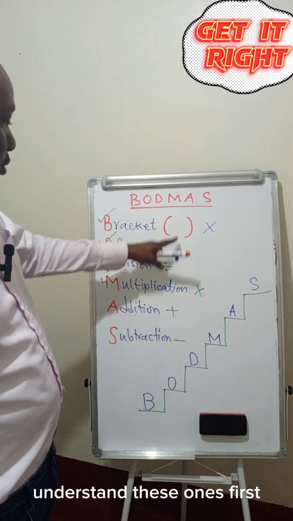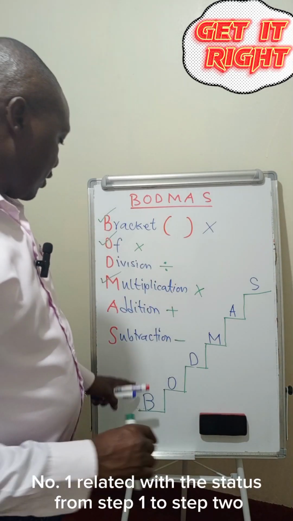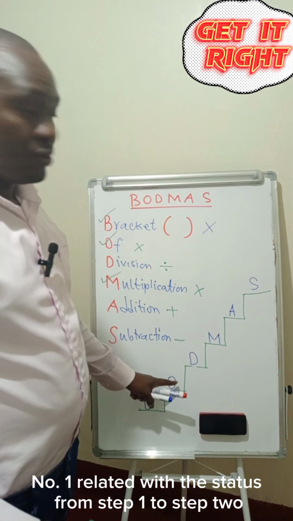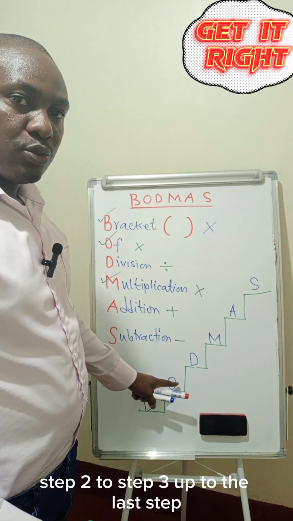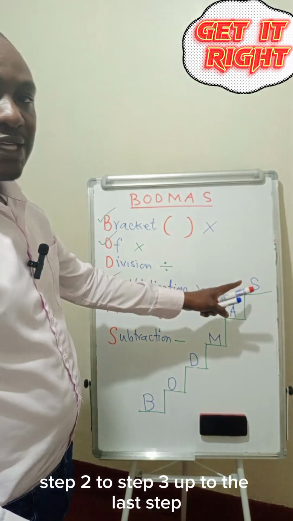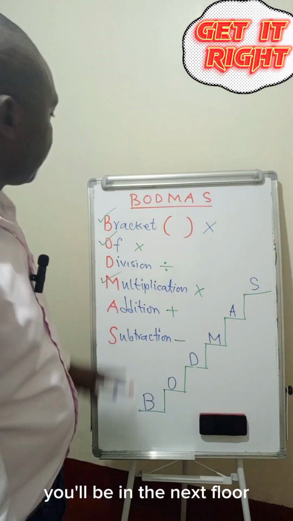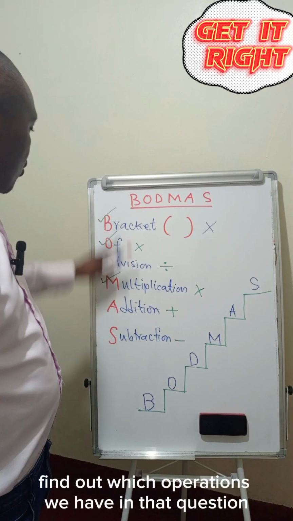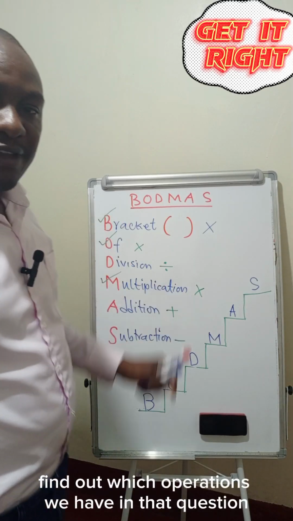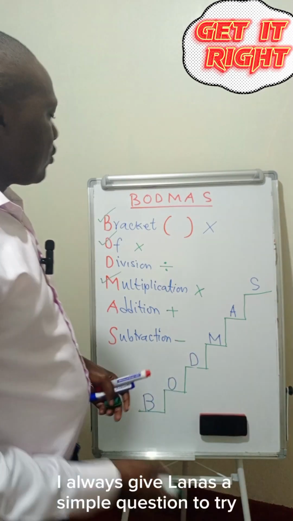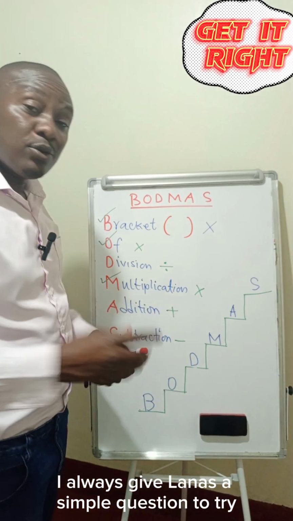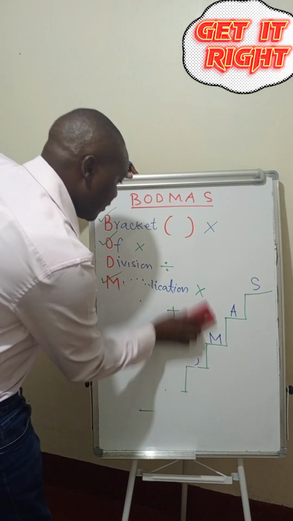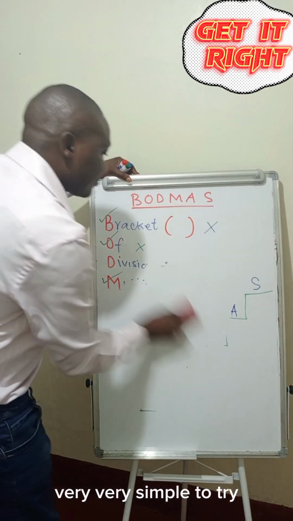Please just understand these ones first. Number one, relate it with a staircase from step 1 to step 2, step 2 to step 3, up to the last step. You'll be in the next floor. So here also for mathematics, please find out which operations you have in that question. It is very simple. I always give learners a simple question to try, just like this.